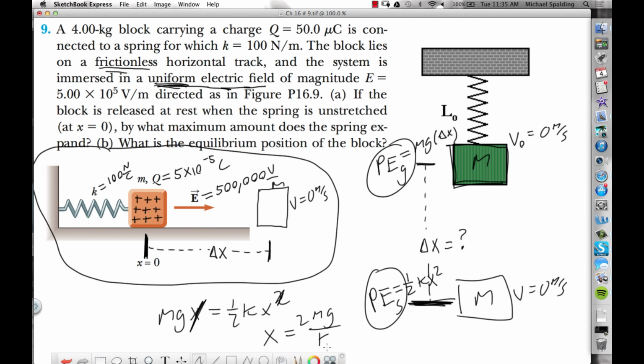Now, let me just make a prediction here. The answer for over here, this delta x right here, I'm going to show you how awesome physics is. This x is going to be 2, and now, instead of m, it's going to be q. Instead of g, it's going to be e, and then k. It's going to be 2qe over k. Just change the m to q, change the g to e. It's the exact same thing. You guys see what I'm saying? All right, now let's solve it with the electric field. Let's revert this.